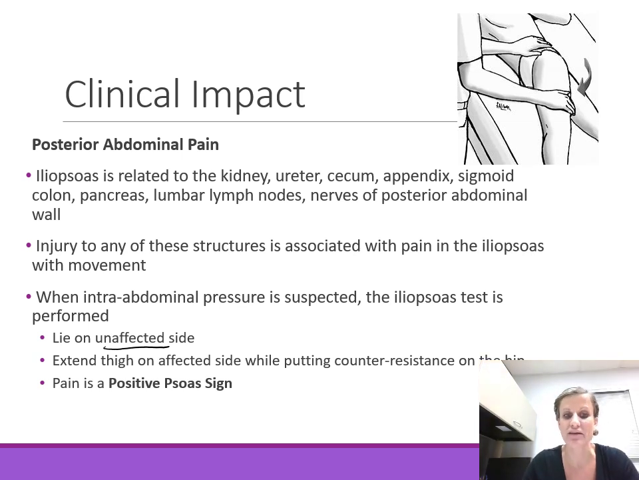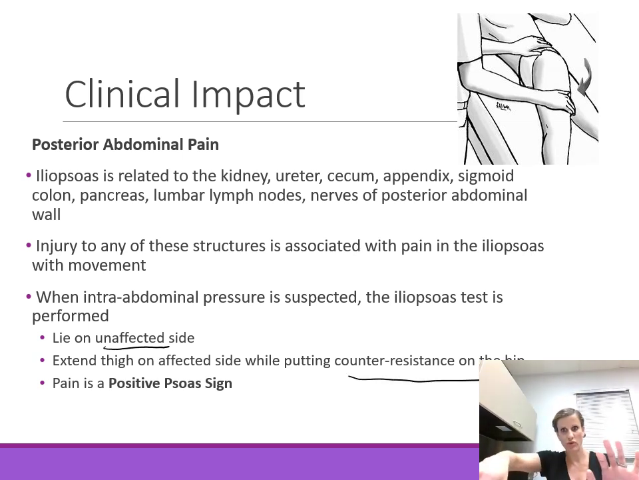The person lies on the unaffected side and they extend the thigh. So the thigh is pulled backwards while the practitioner puts counter resistance on the hip. The hip is held in place while the thigh is extended back. If there's pain when this movement is executed, that's a positive psoas sign. So, for example, using the example of the appendix, an acutely inflamed appendix will produce a positive psoas sign.